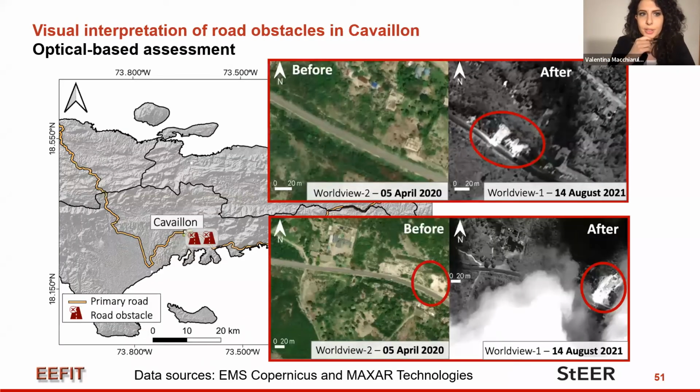In the next slide, we see in a bit more detail what happened in one of the locations that we saw in the previous slide. We are now looking at the area of Cavaillon, and the optical-based assessment has identified two obstacles on National Route 2, which is a primary road that links the South Department with the Nippes Department located in the northeast of the map. Visual comparison of optical images acquired before and after the earthquake has shown that in both locations where obstacles were detected, the roadway has been damaged by the occurrence of some landslides.